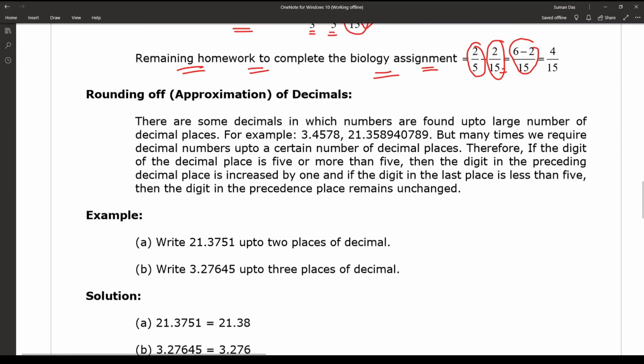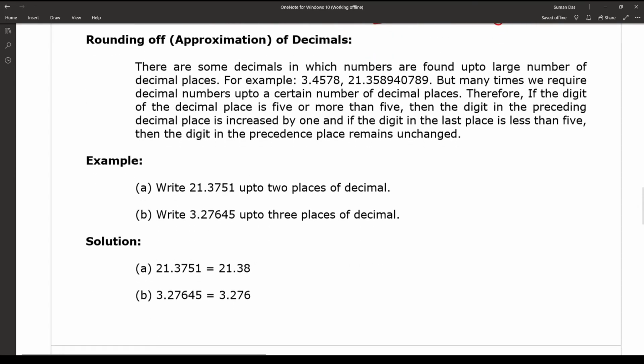The next part is rounding off, or the approximation of decimals. There are some decimals in which numbers are found up to a large number of decimal places. That means after the decimal point there is a very large number of digits, for example 3.4578 or 21.358940789. But many times we require decimal numbers up to a certain number of decimal places.